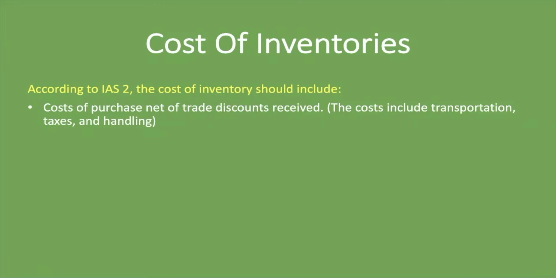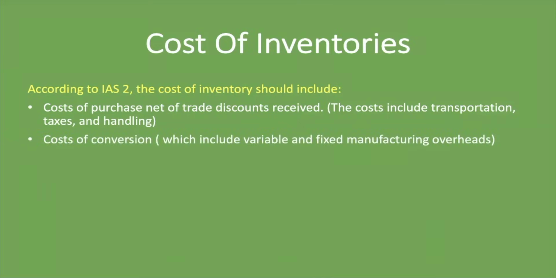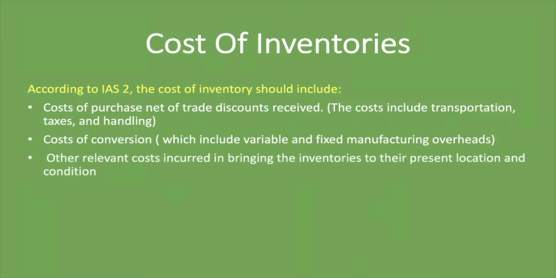And just as a side note, VAT does not form part of the cost of the inventory. And we've looked at that in another lesson, how you record inventory when you're buying it and when VAT is included. You'll find the link to that lesson in the description below. What else forms part of the costs of inventory? Well, the costs of conversion, which include variable and fixed manufacturing overheads. These costs will form part of the costs of inventory according to IAS 2. Another one is other relevant costs incurred in bringing the inventories to their present location and condition. So this will be what forms part of the costs of inventory.